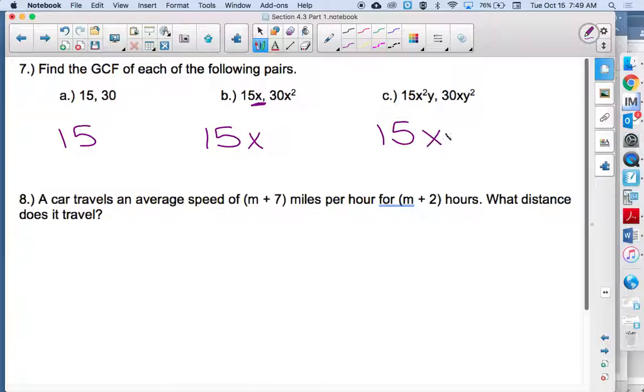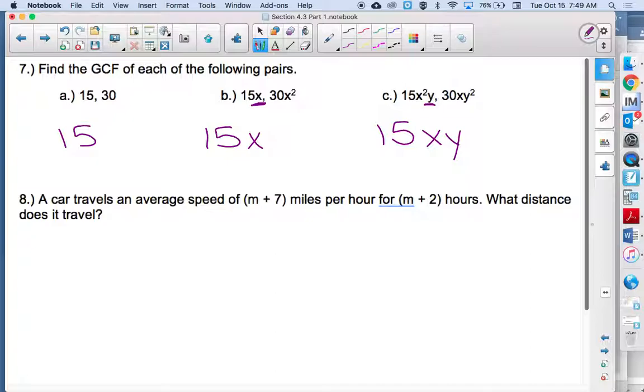15xy. Right. So when you're looking at those variables, you can only pull out the amount that's there. So again, the y here, I cannot pull out any more than that y. It doesn't have a y squared in common. They both don't have that quantity.